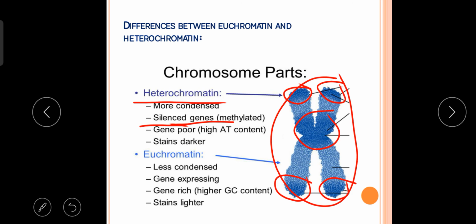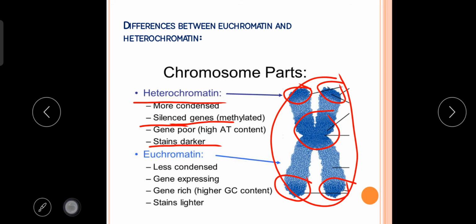Remember, the heterochromatin areas are darkly stained, a very dark region in the chromosome. These regions contain the more condensed, more compact DNA structure, and this DNA structure cannot produce any RNA and protein, which is called transcriptionally inactive. The DNA present in the heterochromatin region cannot produce any type of RNAs. That is why these are transcriptionally inactive DNA, or you can say genes.